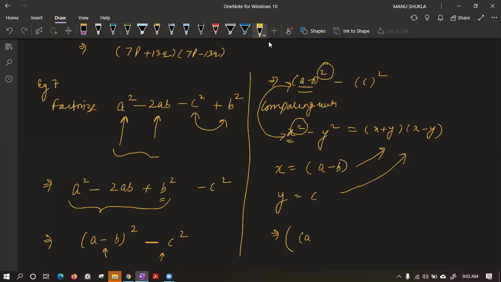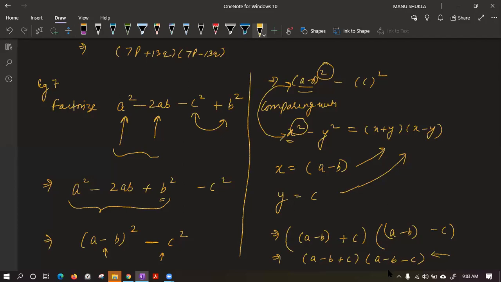So x plus y is a minus b plus c, and the second bracket is a minus b minus c. So the answer is a minus b plus c, a minus b minus c. Class, is this the factorized form? Yes, this is the factorized form because here two factors are getting multiplied. They are not having any plus or minus in between. So we will practice one more example of this type so that this method is clear to you.